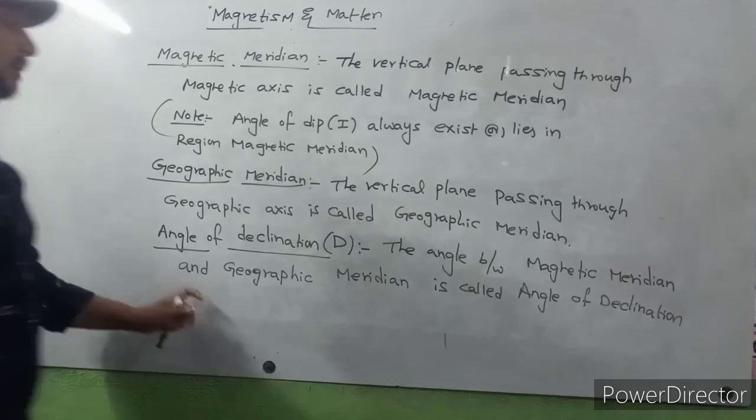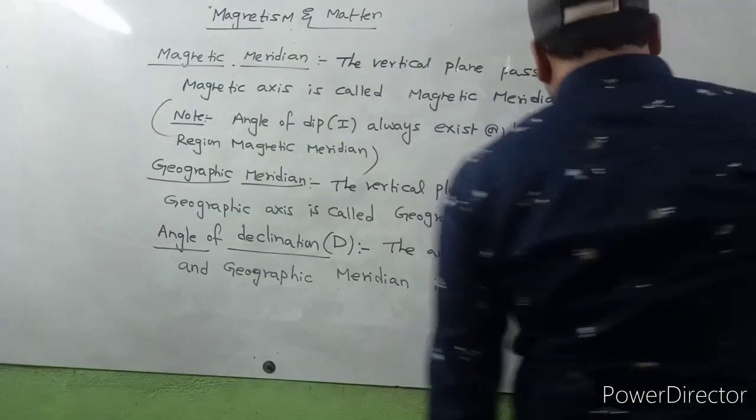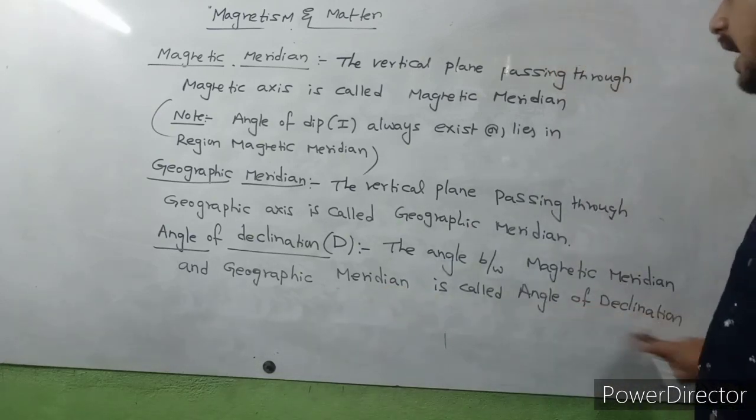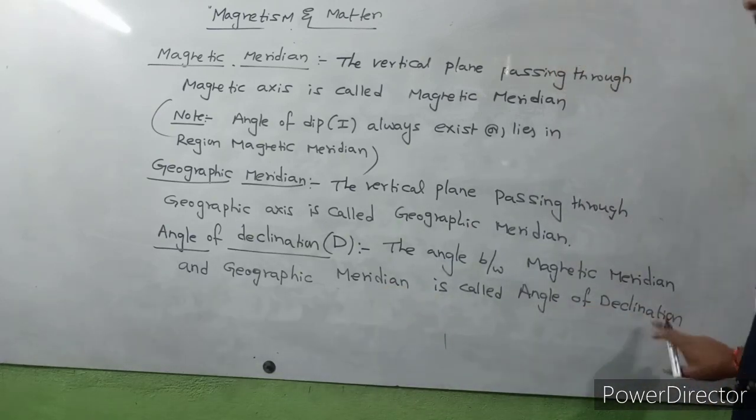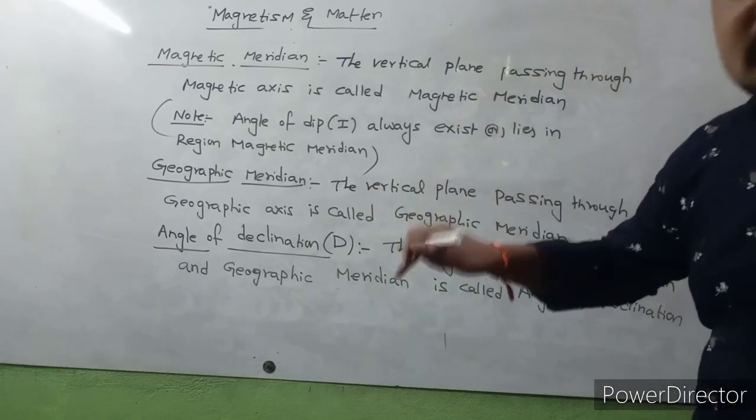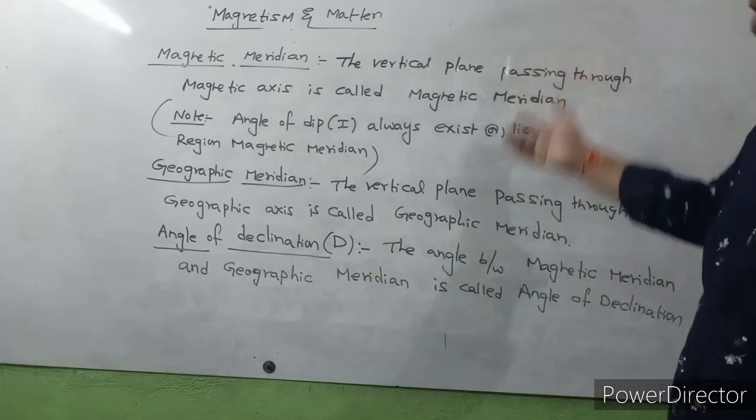Okay, what is meant by angle of declination? The angle between the magnetic meridian and the geographic meridian is called the angle of declination. Angle of declination is indicated with D. Angle of inclination is indicated with I. So again I repeat these definitions.